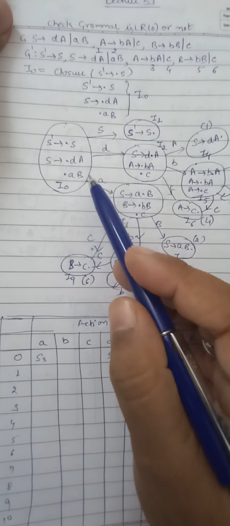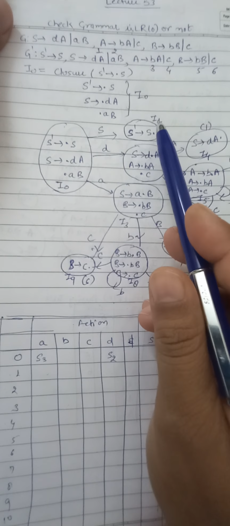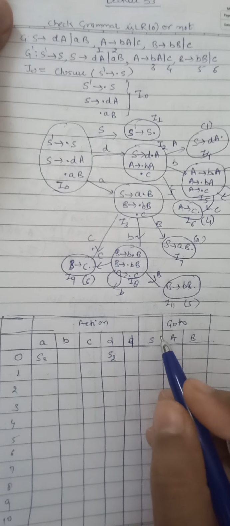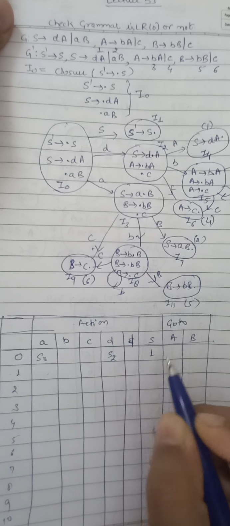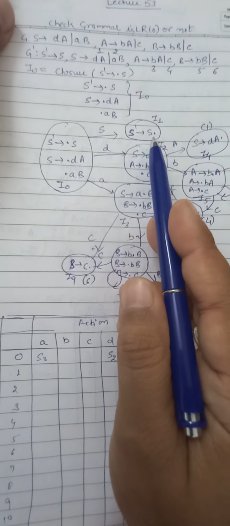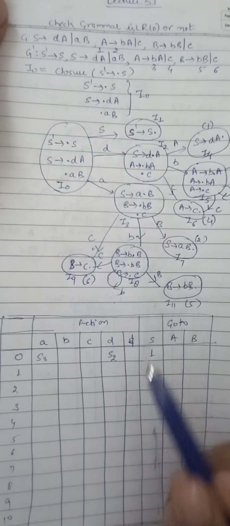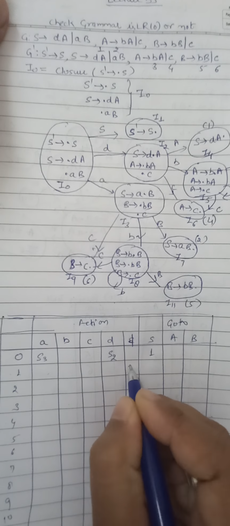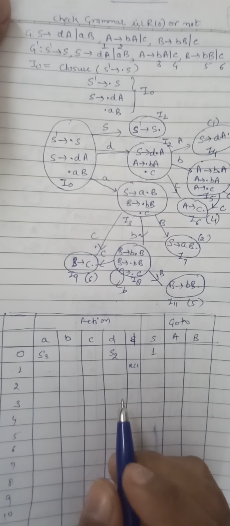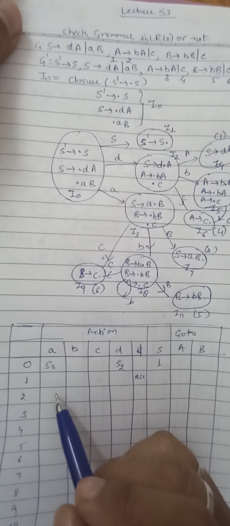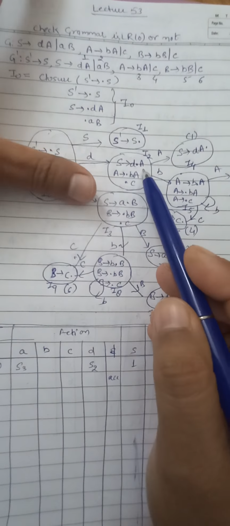And from the I0 state, for S, where it is completing, we are moving to I1, so we will write here 1. And it is the accepting state, because we are completing our grammar, because it starts from S. So at 1 we will write accept at dollar.